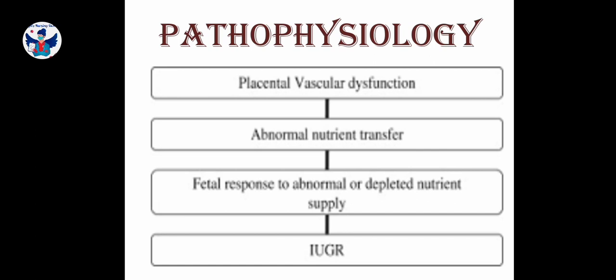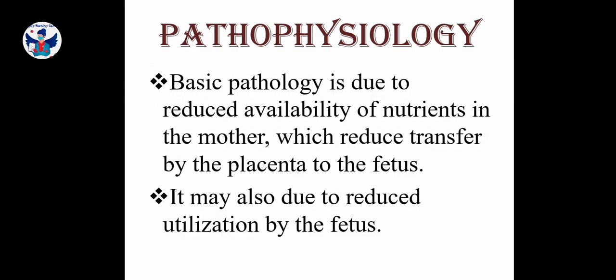Next, pathophysiology. Due to etiological factors, the placental function is impaired. Okay, so due to that, what happened? Abnormal nutrient transfer is occurring. So the fetal response to abnormal or depleted nutrition supply occurs. So finally it ends in IUGR. Next, the basic pathology is due to reduced availability of nutrients in the mother, which reduces transfer by the placenta to the fetus. And it may also be due to reduced utilization by the fetus.